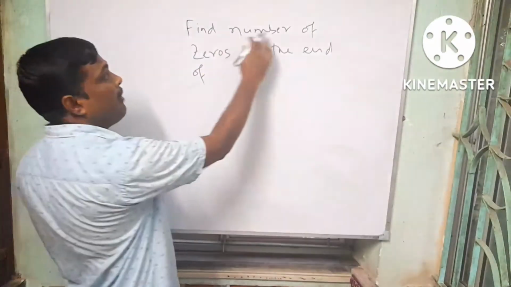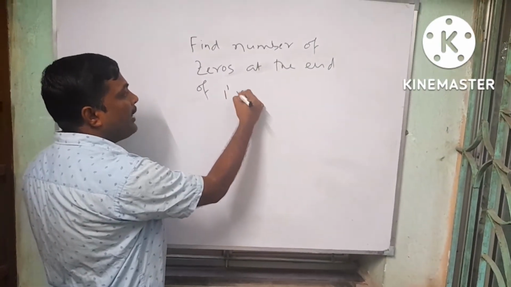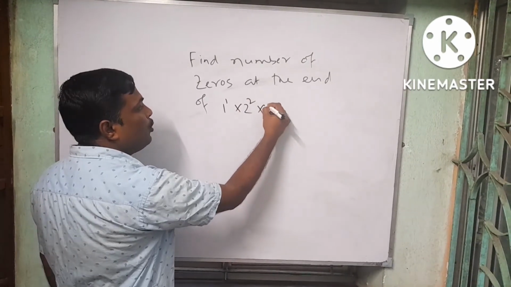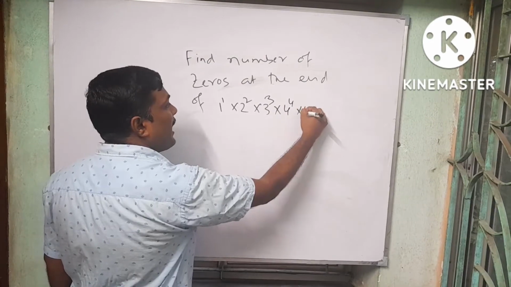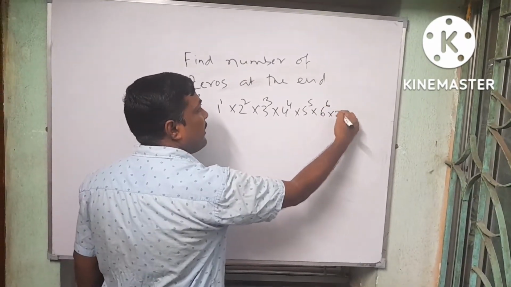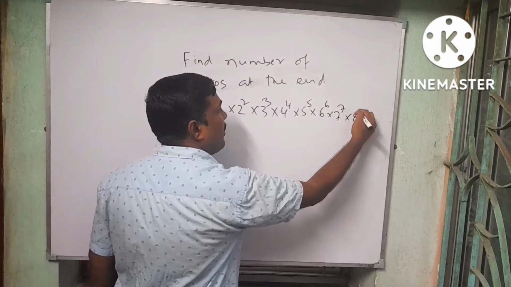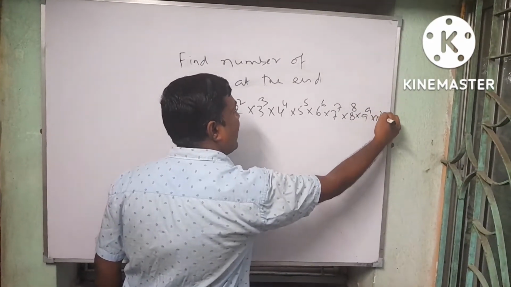Next problem. Find the number of zeros at the end of 1 to the power 1 into 2 to the power 2 into 3 to the power 3 into 4 to the power 4 into 5 to the power 5 into 6 to the power 6 into 7 to the power 7 into 8 to the power 8 into 9 to the power 9 into 10 to the power 10.